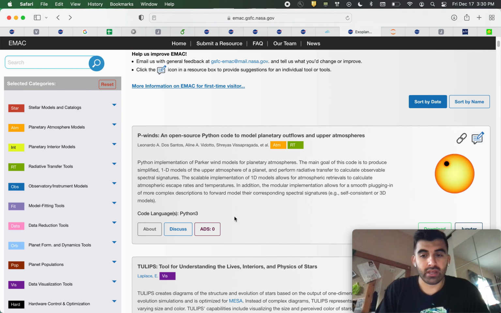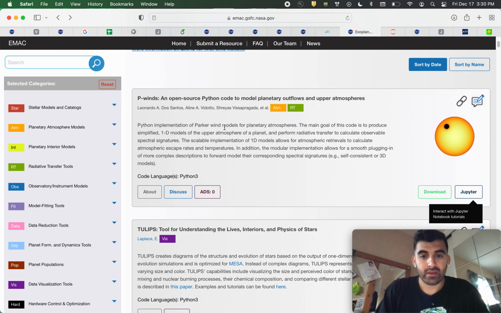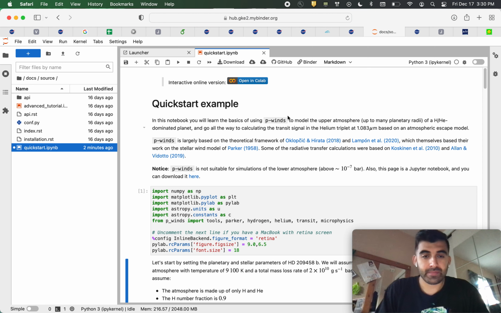Today we are going to be looking at p-winds, an open source Python code to model planetary outflows and upper atmospheres. So p-winds provides us with an awesome Jupyter Notebook tutorial. So we're just going to go ahead and click this button and that will take us here.